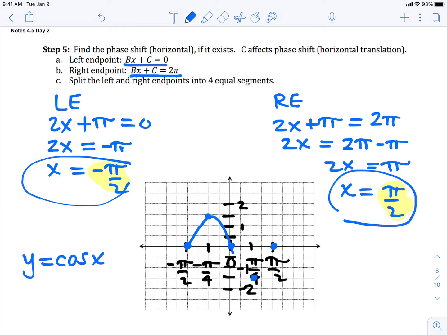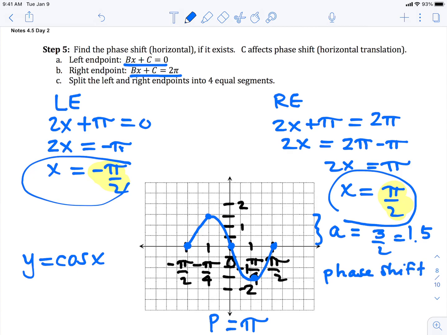So this is one revolution. It has a period of pi. This amplitude here is 3/2 or 1.5. It has a phase shift where we start on the graph left pi over 2.